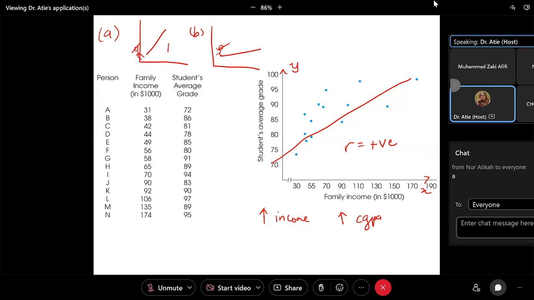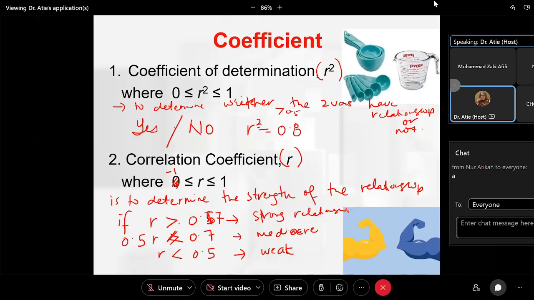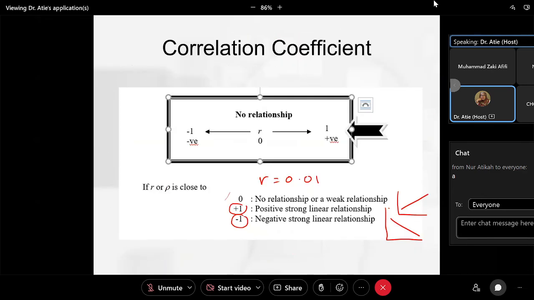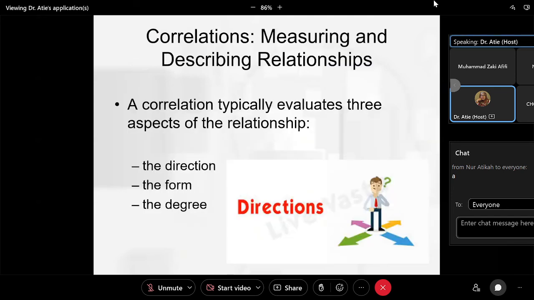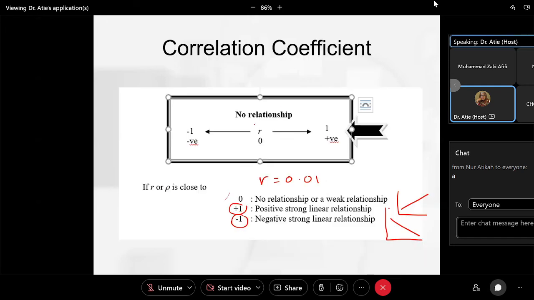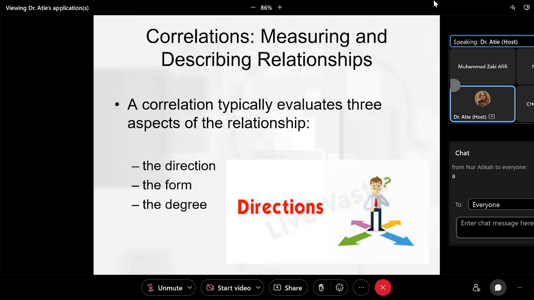So this is what I already explained in terms of the scatter plot and also the correlation coefficient. The good thing about the correlation coefficient, this value R that we will calculate, compared to the scatter plot, is that it tells us the direction, the form, and also the degree. What does direction mean? Whether it's positive or negative. If we get a positive value, then we know they have a positive relationship, and the other way around.